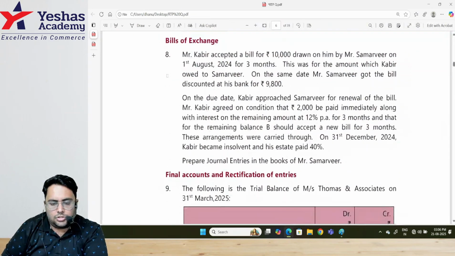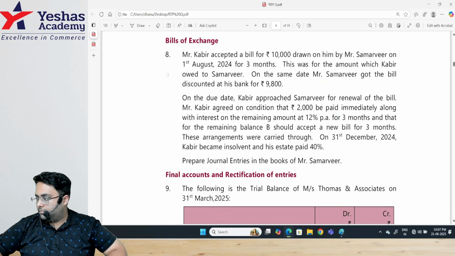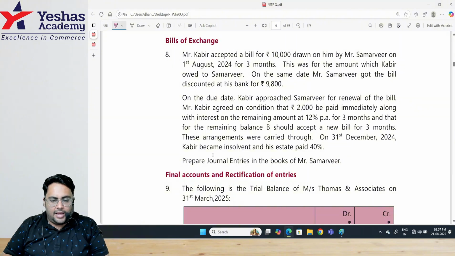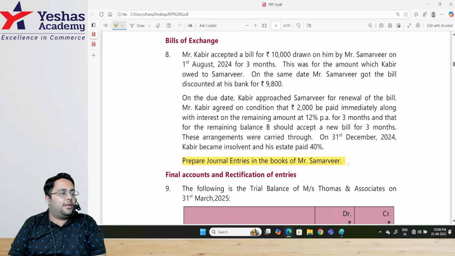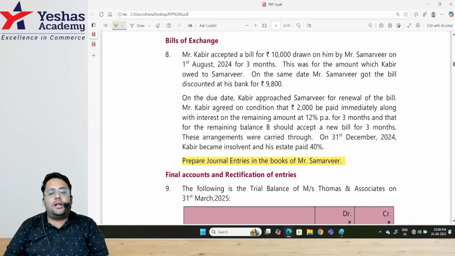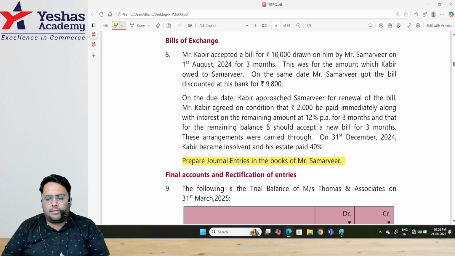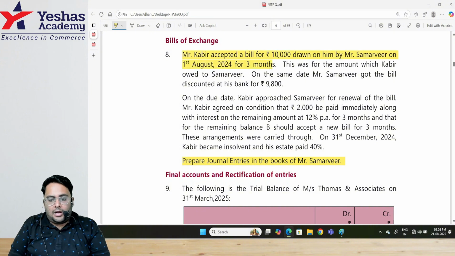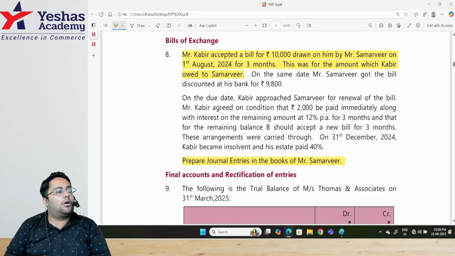Bills of exchange. Next question, Kabir accepted a bill. Before I go ahead, I'm just reading past journal entries, prepare journal entries in the books of Samarveer. Kabir accepted a bill of 1 lakh 10,000 drawn on him by Samarveer on 1st August. Kabir accepted the bill. For Samarveer, it is bill receivable. Entry bolo. For the first part marked in yellow color, this was the amount which Kabir owed to Samarveer. For this yellow color transaction, what will you record? Bill receivable account debit to Kabir.